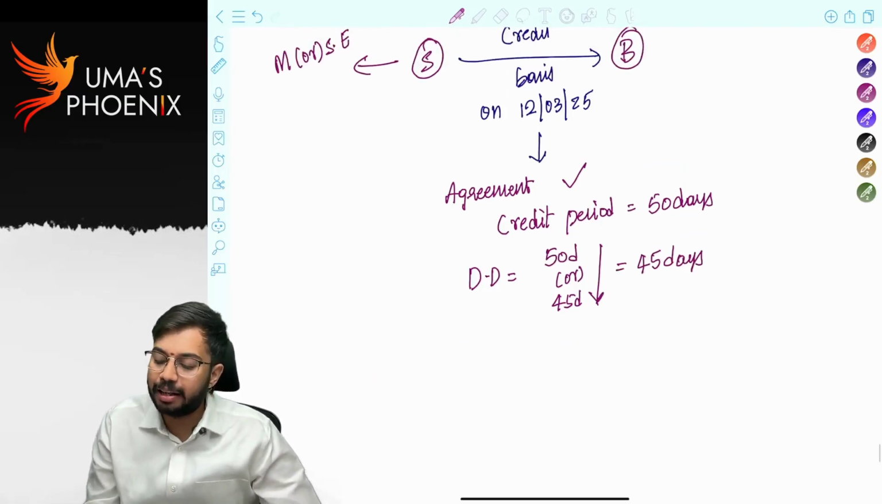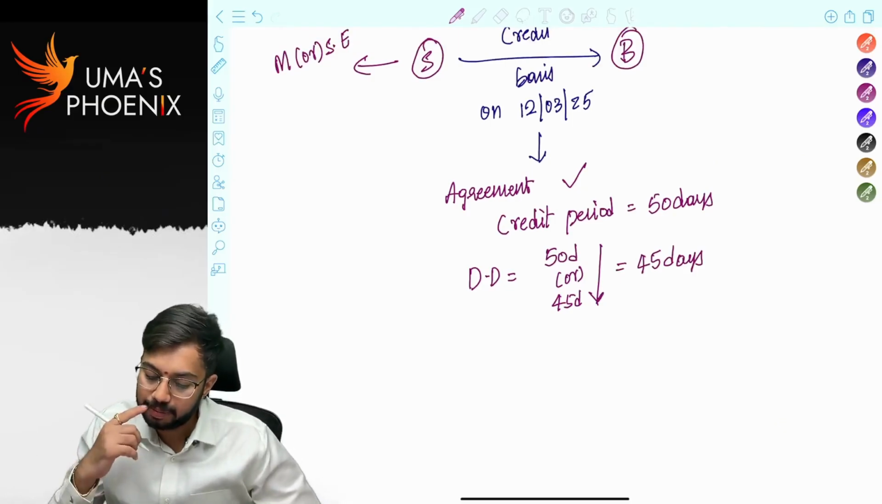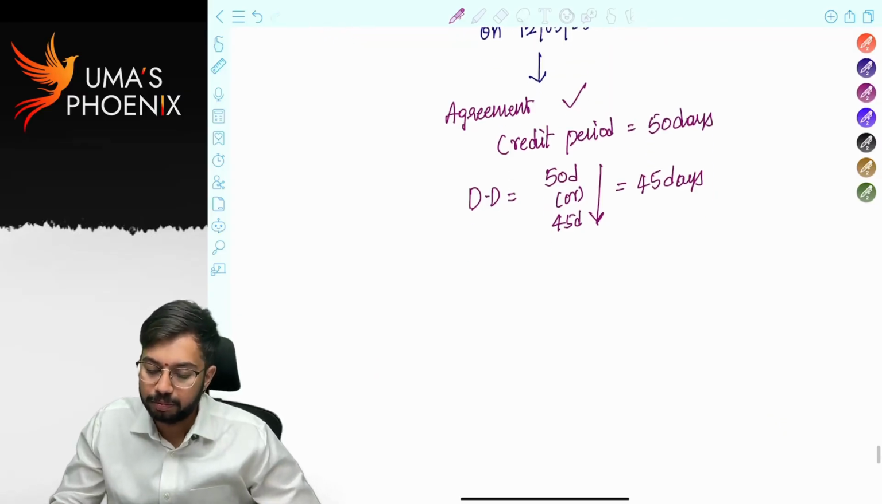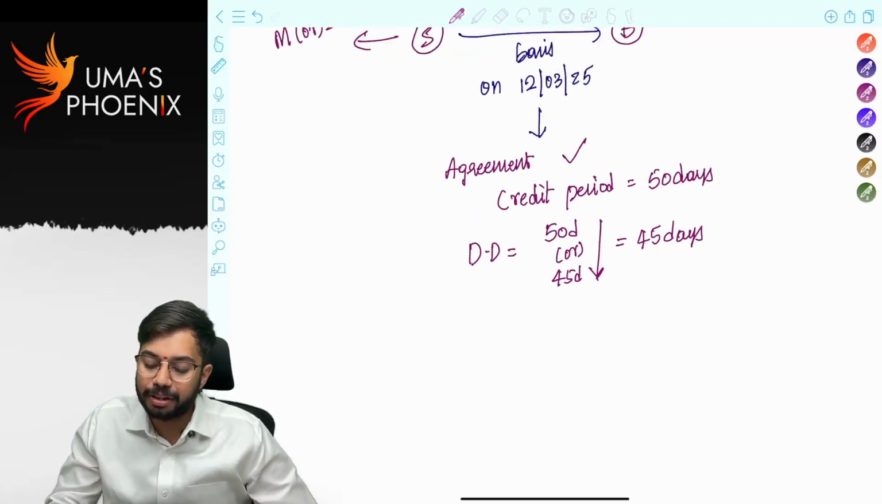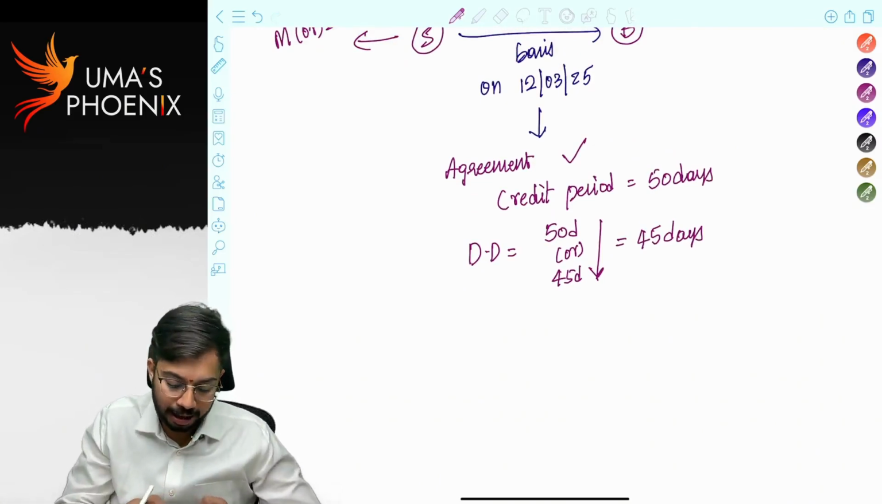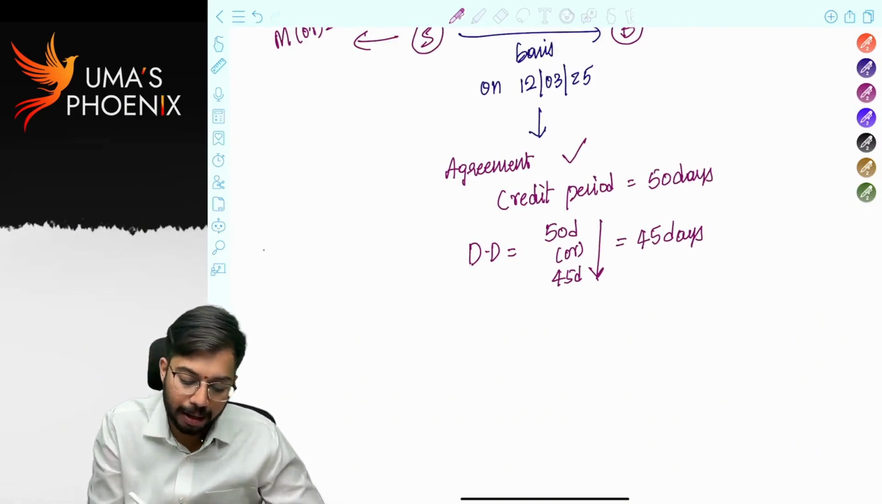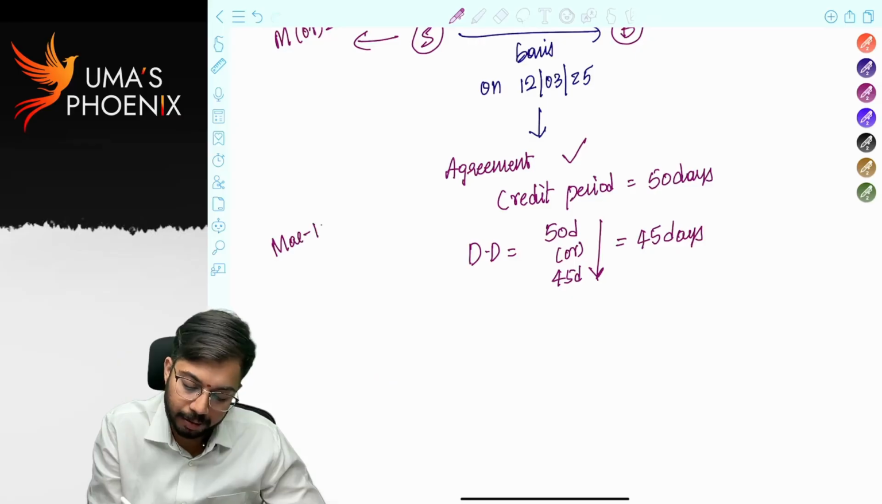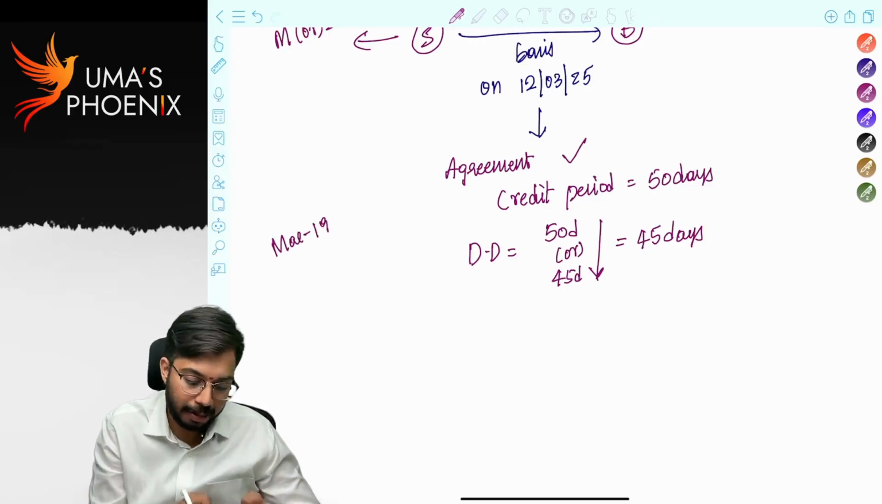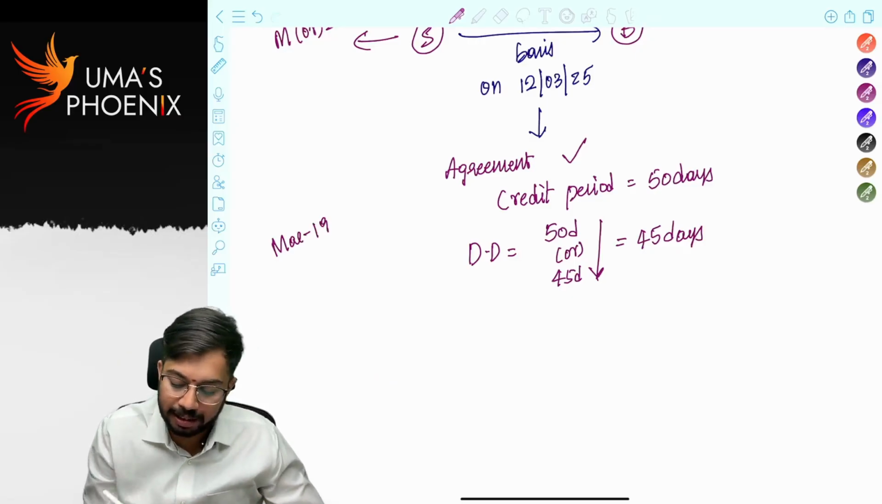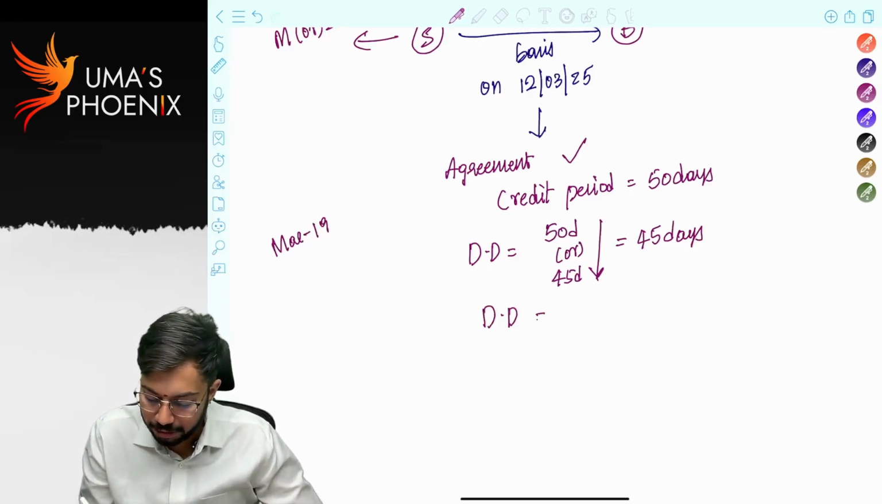So will you calculate the due date? So 12th March, right? Balance how many days are there? 31 minus 12. In March, 19 days are there. 45 minus 19. 26th April. So due date is 26th April.